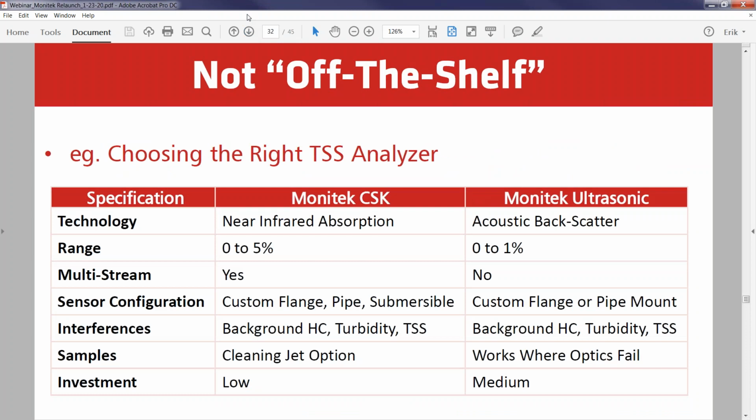Choosing the right TSS analyzer. So if you're looking at the application, there's two different types that we can use. One of which is near infrared, which Steve has gone into a lot of detail about today. And we also have the Monitek ultrasonic. So this is just talking about one of the other products we have in the Monitek line that we haven't really discussed until this moment. So the Monitek CSK is really meant for 0 to 5%, and the ultrasonic is meant from 0 to 1%. The difference is the CSK is light-based, and the ultrasonic is sound-based.